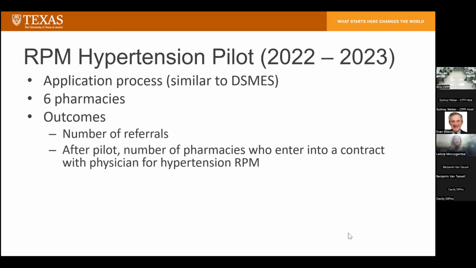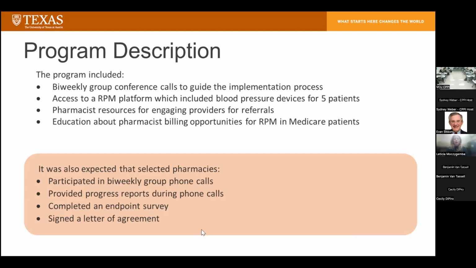And then we had 6 pharmacies. We were reporting the number of referrals, and we were also paying attention to whether we would be able to contract with at least one of the pharmacies. As I mentioned, the biweekly group conference calls have become a best practice, so that was part of the program. Pharmacies also had access to an RPM platform, which included blood pressure devices for 5 patients. We had a lot of resources for pharmacists to use when engaging providers, and we provided education about pharmacist billing opportunities for RPM and Medicare patients.